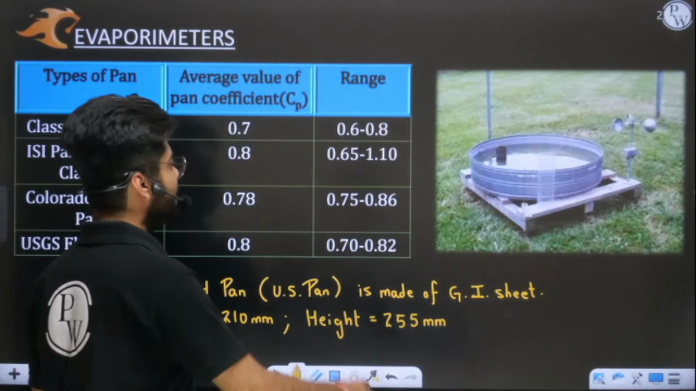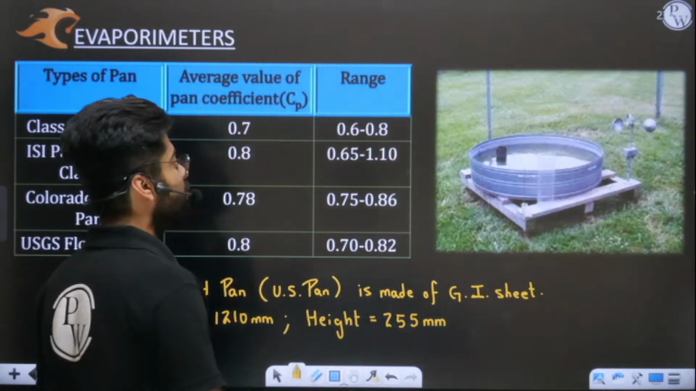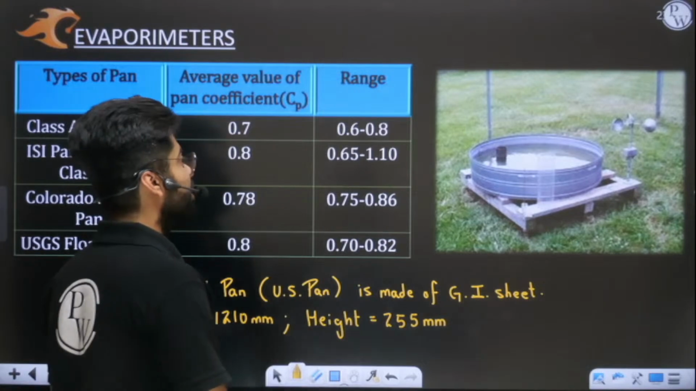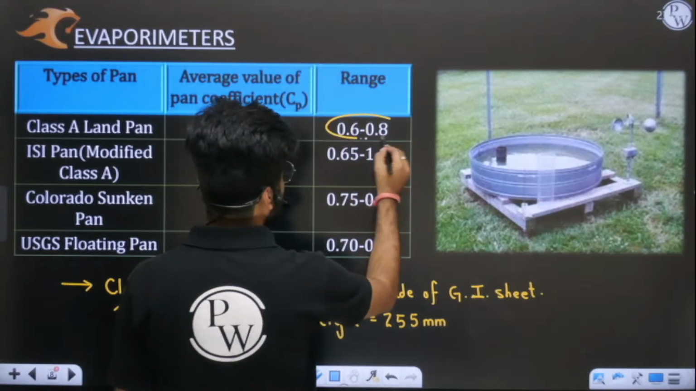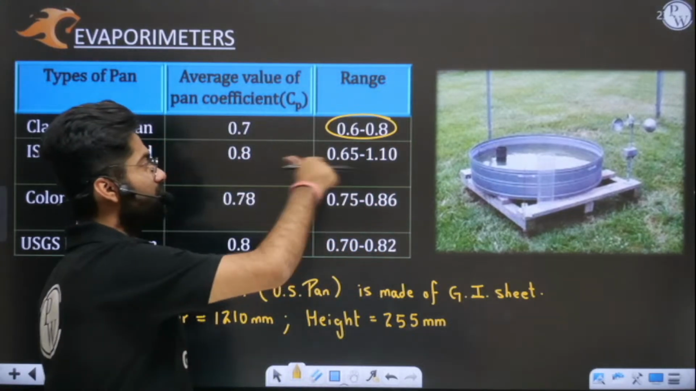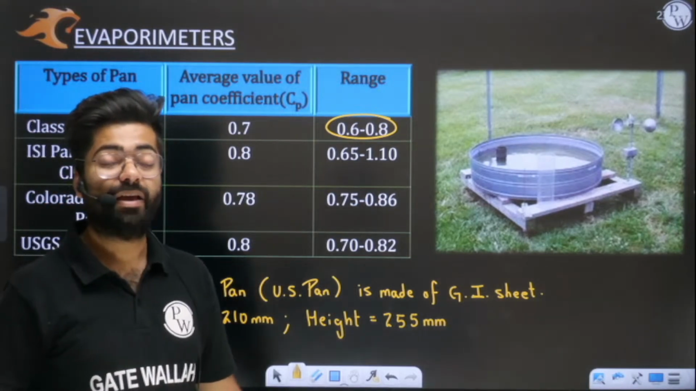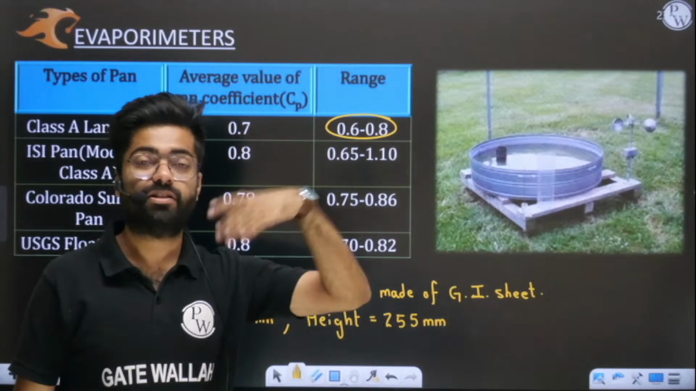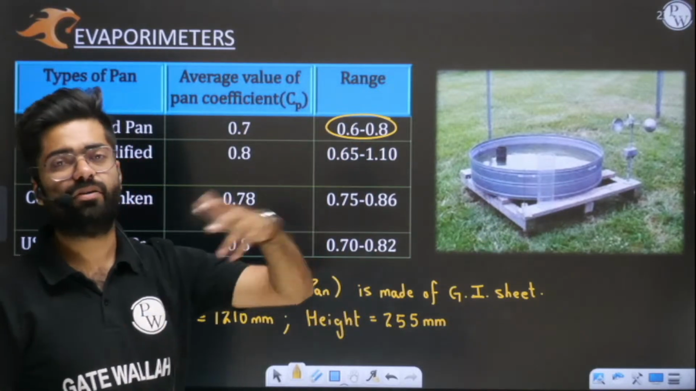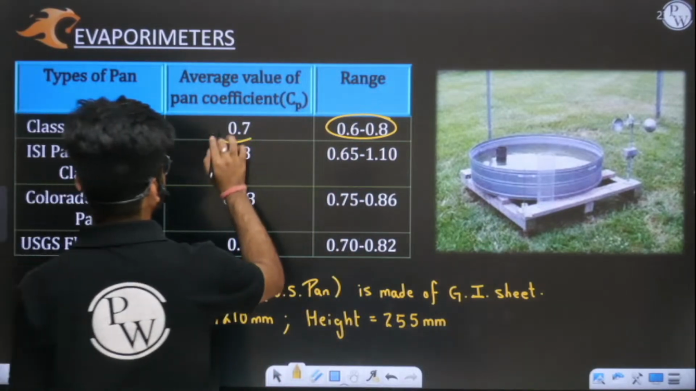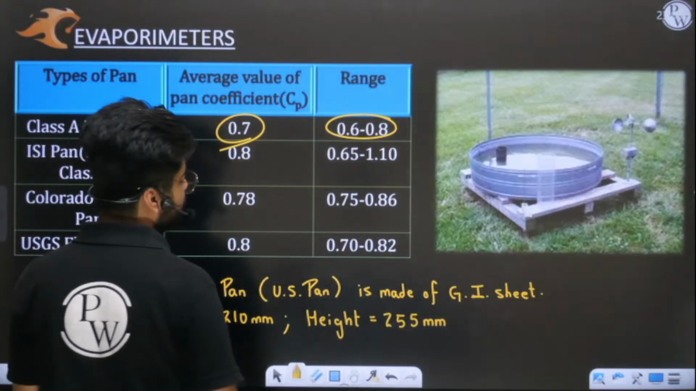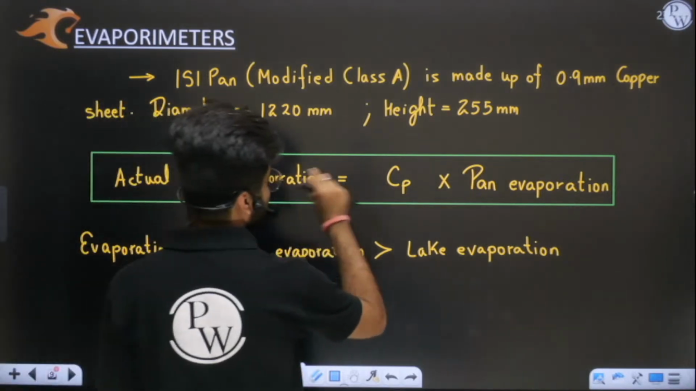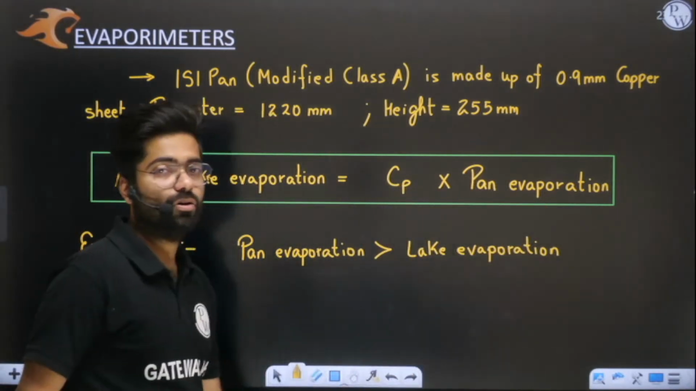They have conducted many experiments. The American Meteorological Department has conducted many experiments, and they say that the pan coefficient varies from 0.6 to 0.8. Sometimes it is 60%, sometimes it is 80%, but on average the value is 70% of the pan evaporation. Lake evaporation is approximately 70% of the pan evaporation.